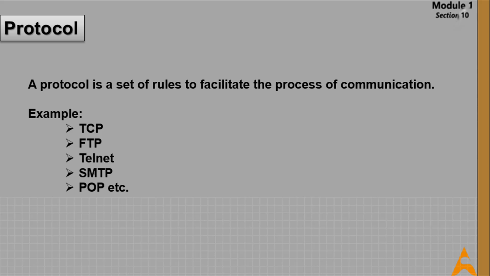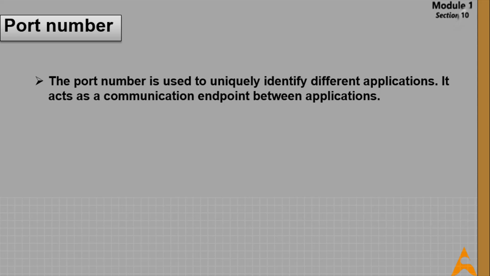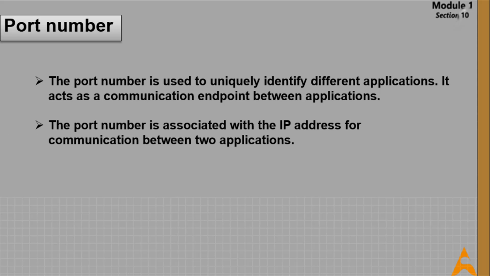Now let's discuss port number in networking. The port number is used to uniquely identify different applications. It acts as a communication endpoint between applications. The port number is associated with the IP address for communication between two applications. A port is always associated with an IP address of a host and the protocol type of the communication, and thus completes the destination or origination network address of a communication session. A port is identified for each address and protocol by a 16-bit number, commonly known as the port number.